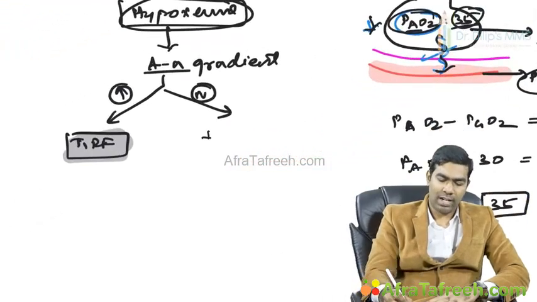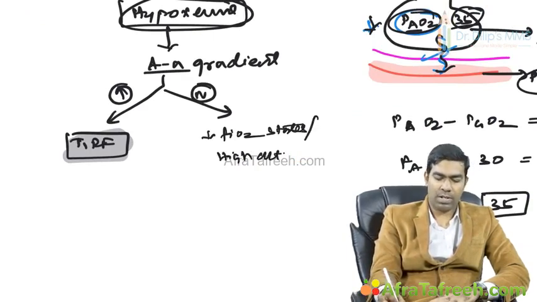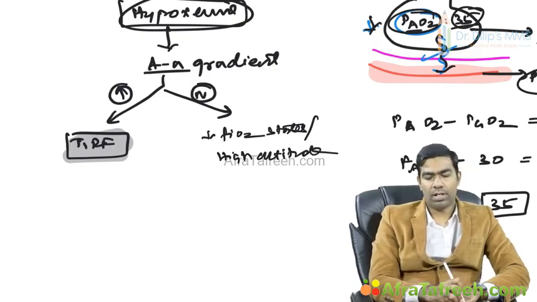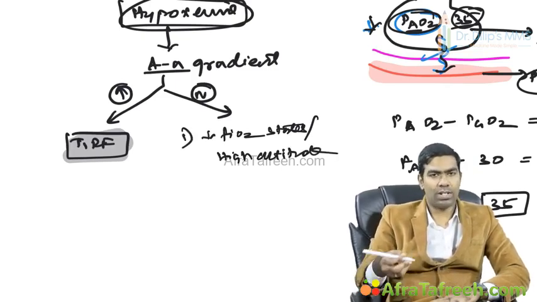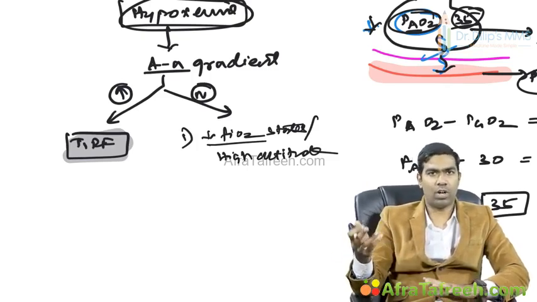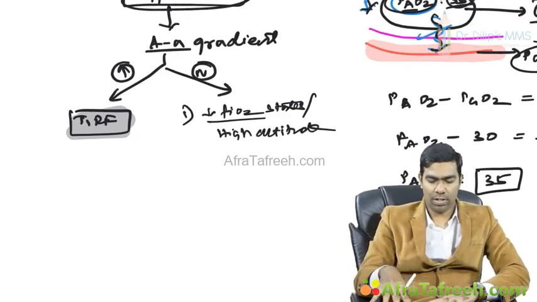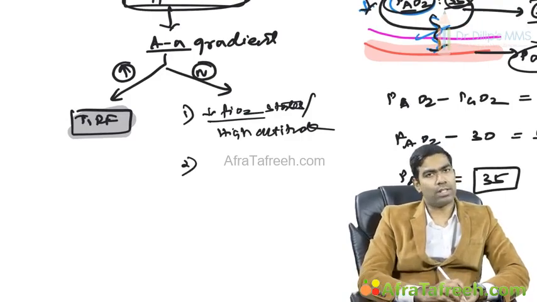So whenever the A gradient is normal, I'm going to tell low FiO2 states, or I can tell high altitude where the atmospheric pressure is low. Clear? Any one of the conditions. The first one, this low FiO2 state, is very, very common in ventilator settings, especially in hospital settings, which is really a negligence, like forgetting to change the oxygen cylinder and all.